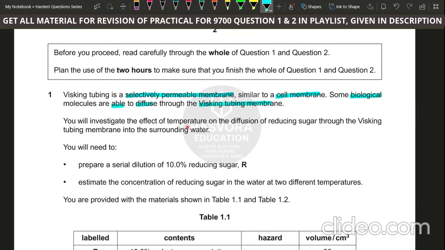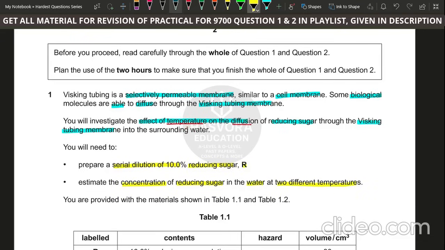You will investigate the effect of temperature on the diffusion of reducing sugar through the Visking tubing. So what we are doing is checking the effect of temperature on the diffusion. You will need to prepare a serial dilution of 10 percent reducing sugar R, and estimate the concentration of reducing sugar in the water at two different temperatures.